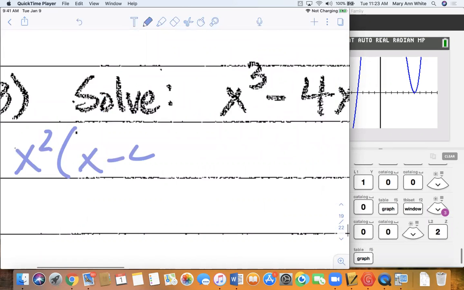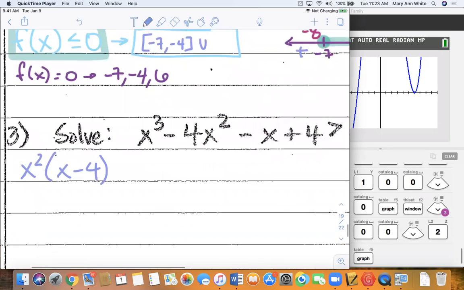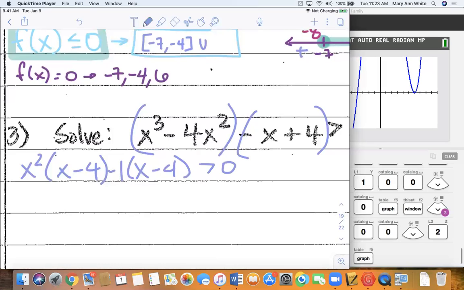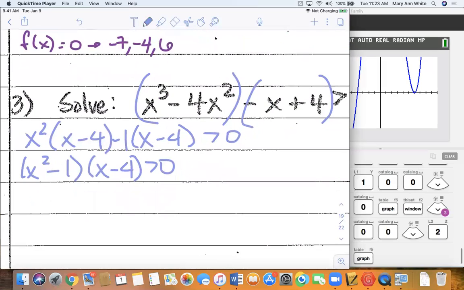X minus 4. And then the other one, I've got negative x plus 4. I can take out a negative 1 to get x minus 4 in there. With grouping, you combine what's on the outside together, and then we just have one of those x minus 4s follows us. Ooh, but keep going. And sometimes I write this on your quizzes and tests. Don't stop. We can keep going. We can factor this out. X plus 1, x minus 1, x minus 4.